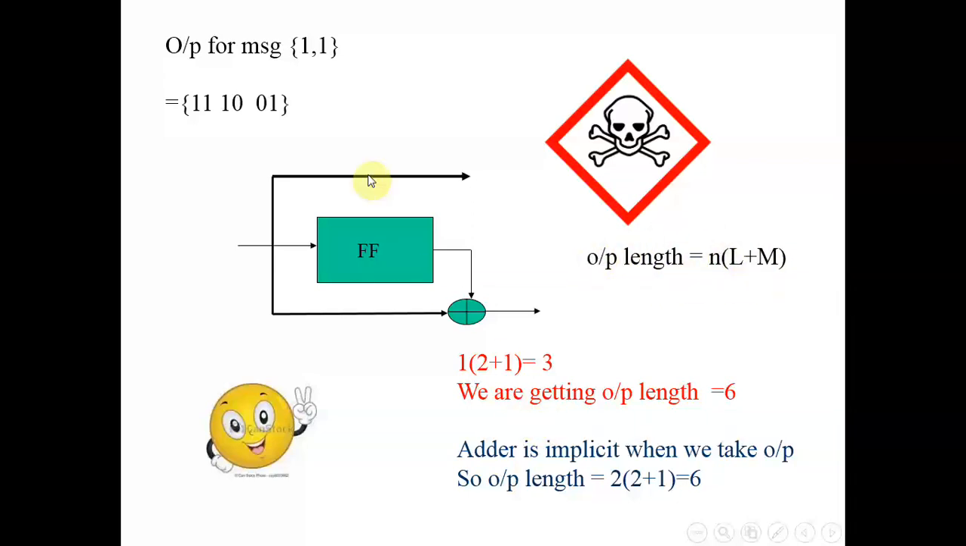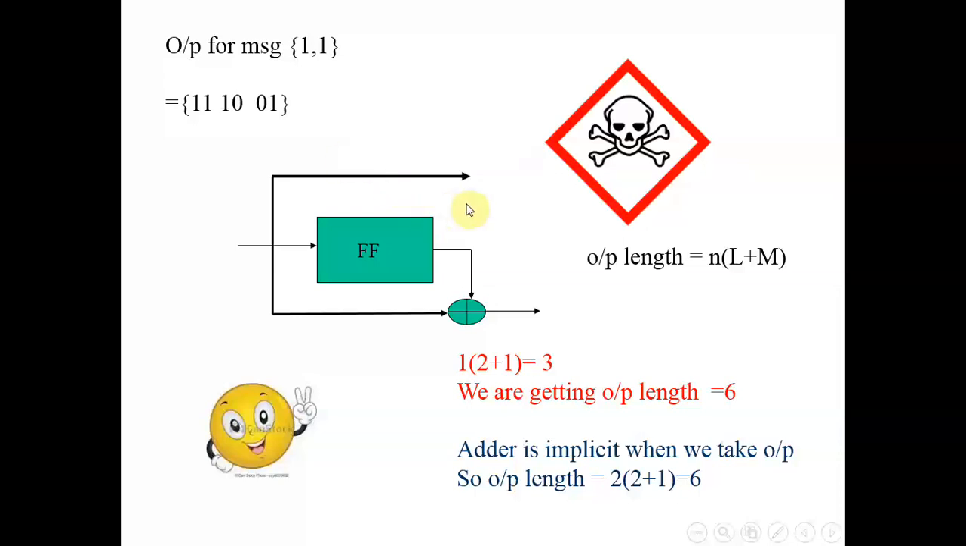But whenever we take output from the encoder, the important point is we implicitly assume the adder. So if I'm getting this particular output, I assume that there is an encoder, there is an adder here. At the output of this encoder you have an adder, and one input of the adder is permanently grounded, which is 0. So that adder is implicitly assumed in any of the encoders.